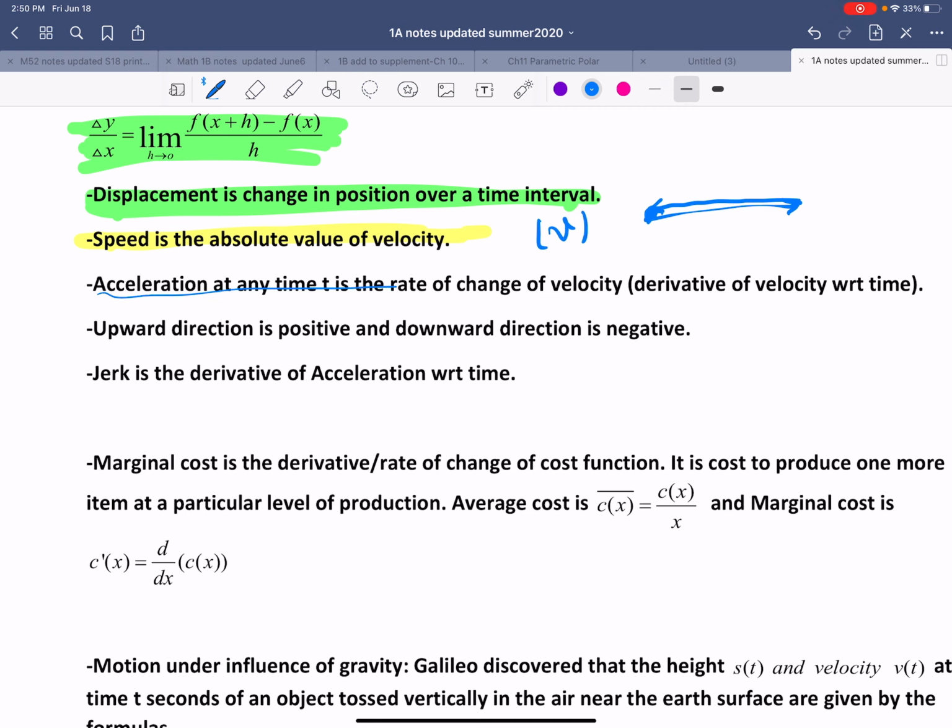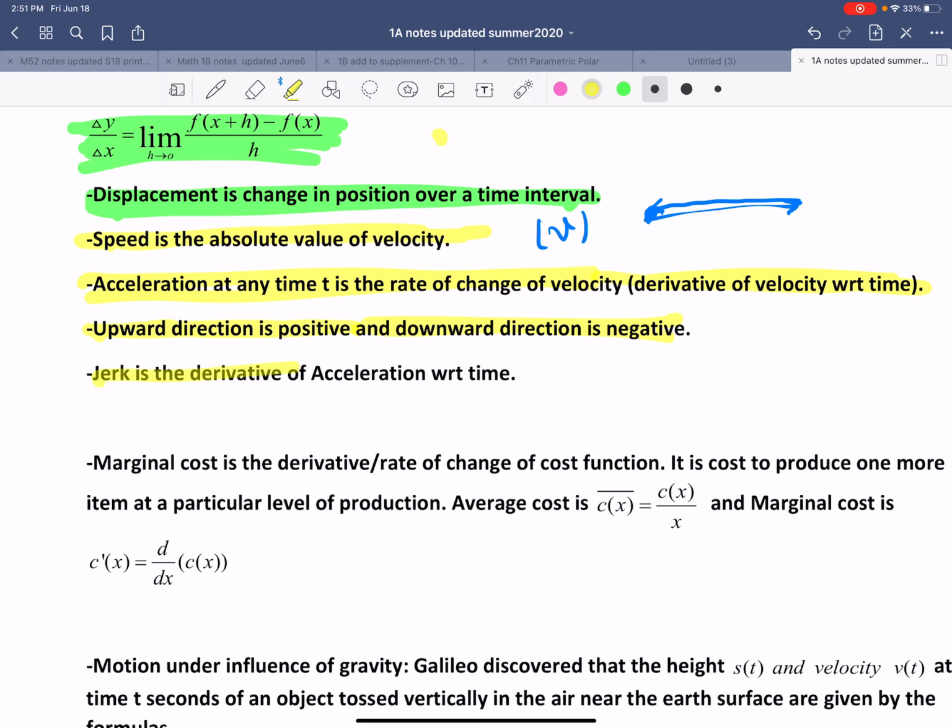Acceleration at any time t is the rate of change of velocity, which is the derivative of velocity with respect to time. Upward direction will be considered positive and downward direction is negative. Some textbooks might take it the other way. If we are throwing an object upwards, we'll throw with a positive velocity. If it's coming down, then we would consider it the negative direction.